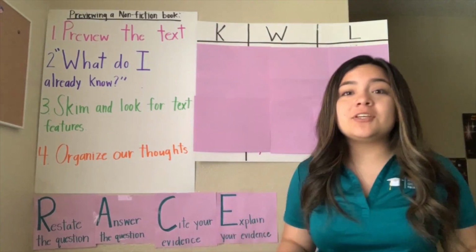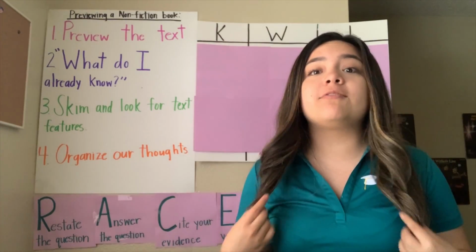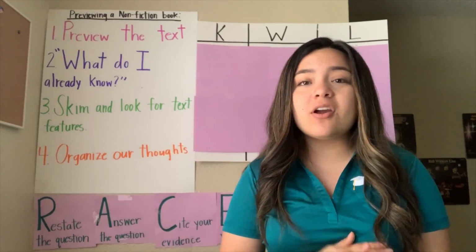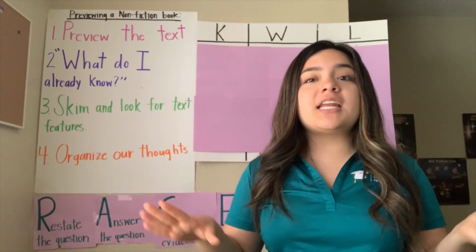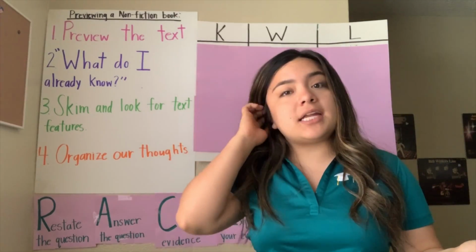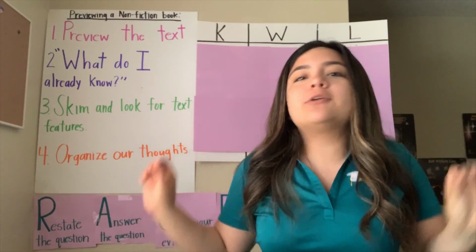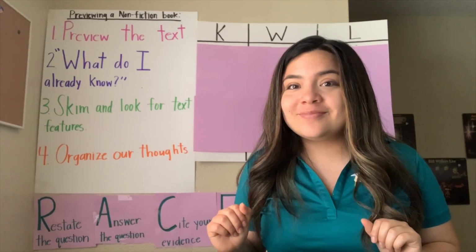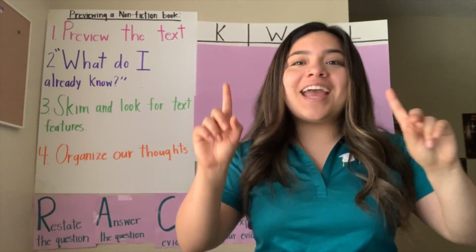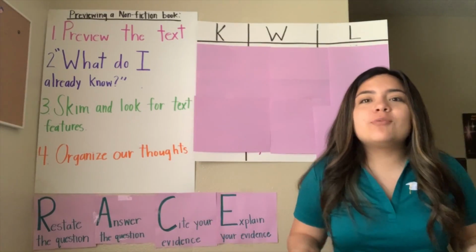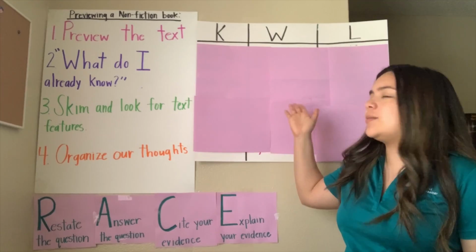So right now, if you are able to, I would love for you to get a piece of paper, or if you don't have paper near you right now, that's okay. You can go ahead and shout it out, but if you do have a chance to go get a paper and a pencil, go do that right now, super duper quickly. Okay, awesome. So right now we're going to start filling out our KWL chart.